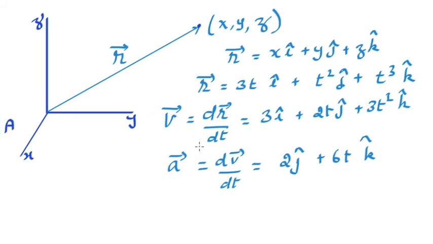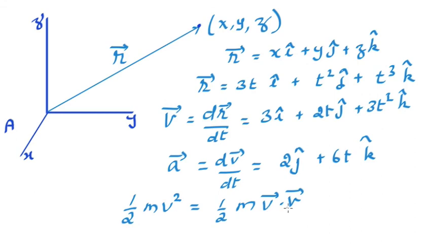If I want to find the momentum of the particle as a function of time, I just have to multiply this velocity by the mass of the particle. I will get the momentum as a function of time. What about the kinetic energy? The kinetic energy is defined as half mv squared, but then I have the velocity as a vector, so this is nothing but half m v dot v, the dot product.